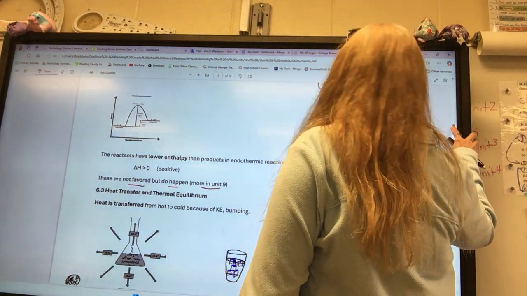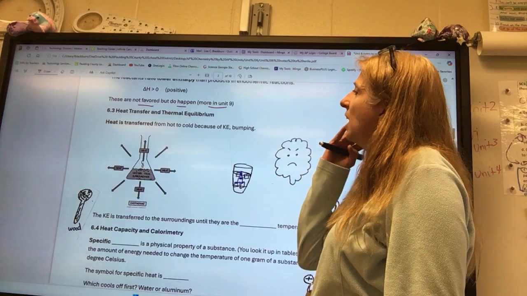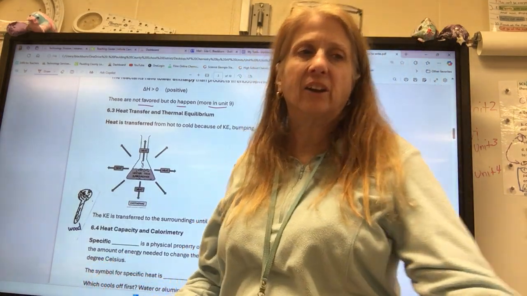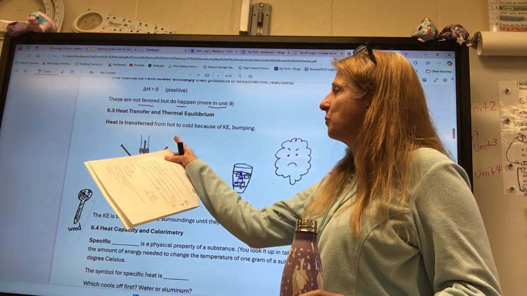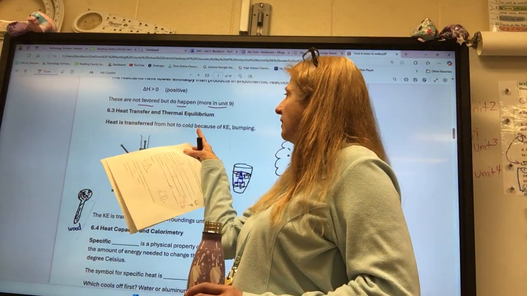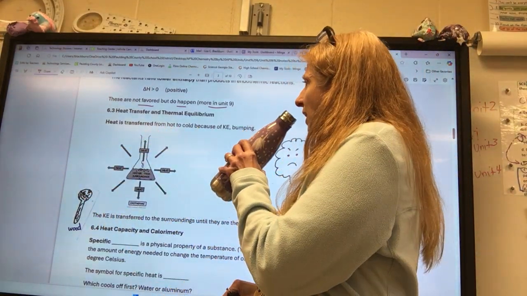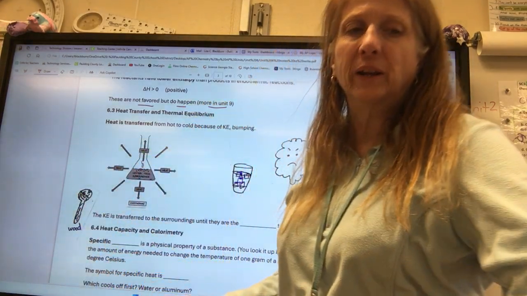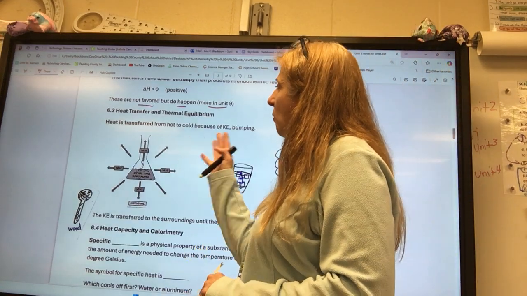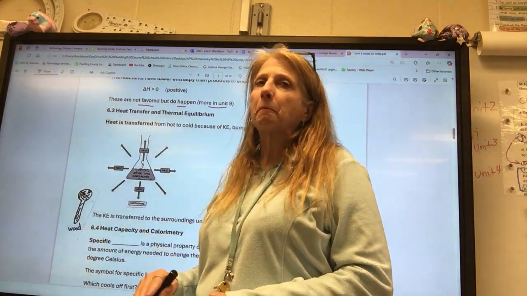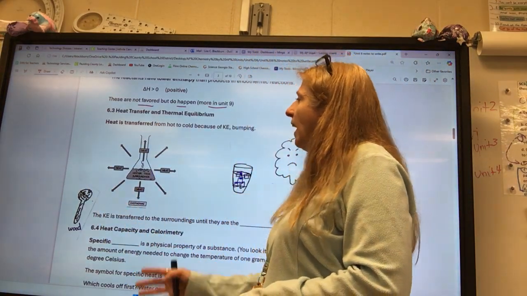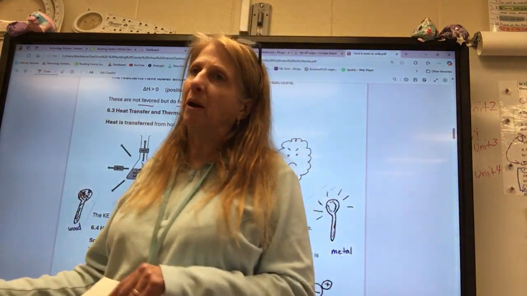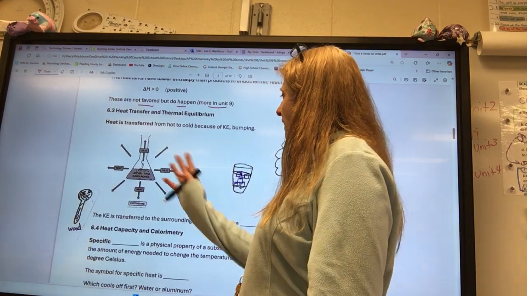6.3, we're rocketing along through these AP concepts. Heat is transferred from hot to cold because of kinetic energy bumping. Okay, so we know cold doesn't really exist, so we could say heat is transferred from hot to less hot, but cold, we know what that means. So heat always flows from hot to cold, from more hot to less hot. The reason why is the molecules are bumping into each other, and as they do, they make more molecules move, and then that heat is transferred.